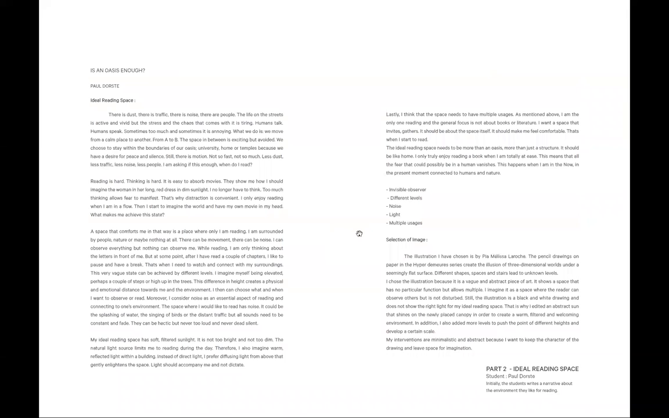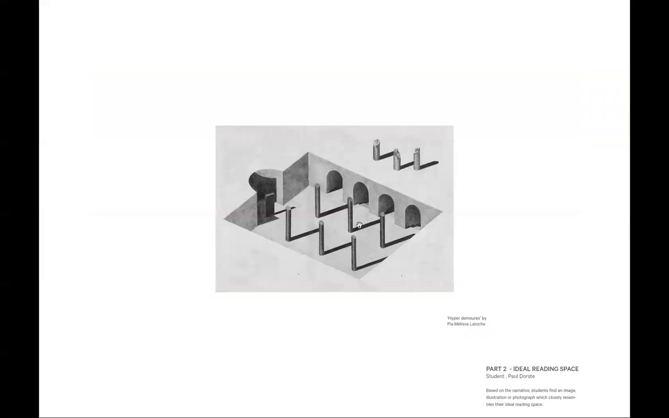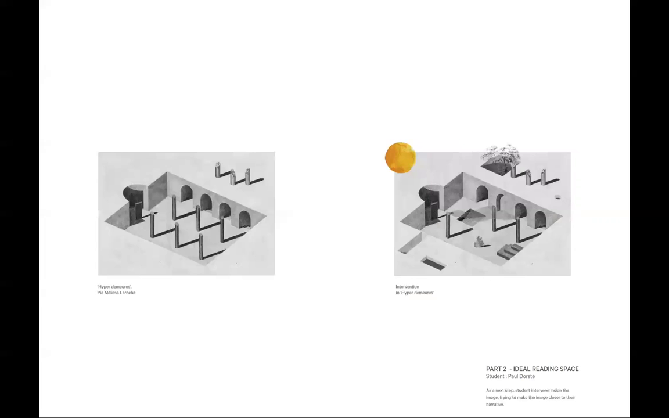The second part is the ideal reading space. The intention is to imagine, speculate, draw, and find the personal spaces that excite, inspire, and facilitate reading. It's a very exciting exercise. So first thing a student does is they write a narrative about the environment they like to read. Based on the narrative, students find an image, illustration, or photograph which closely resembles their ideal reading space.